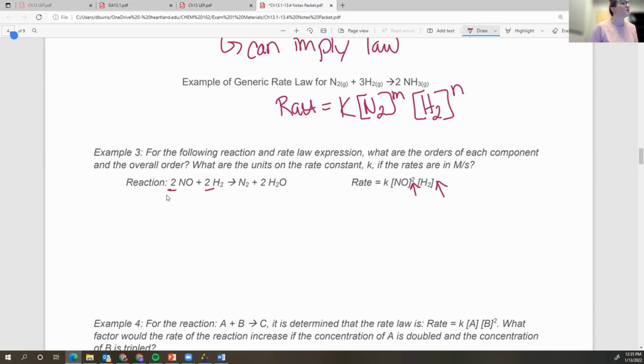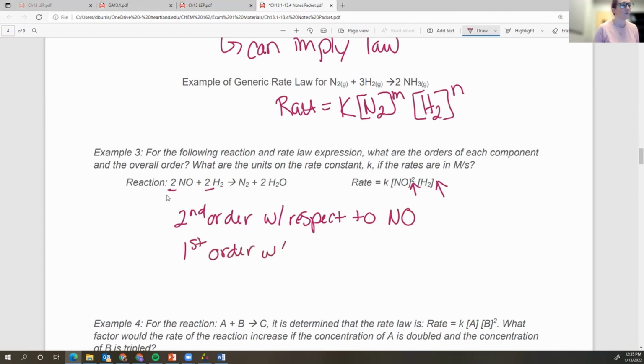It says, what are the orders of each component and the overall order? So if I asked for what are the orders of each component, what you're going to say is this reaction is second order with respect to nitric oxide, and it is first order with respect to hydrogen.